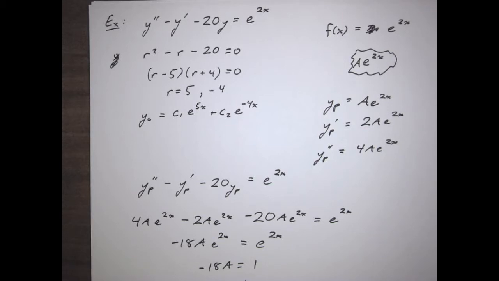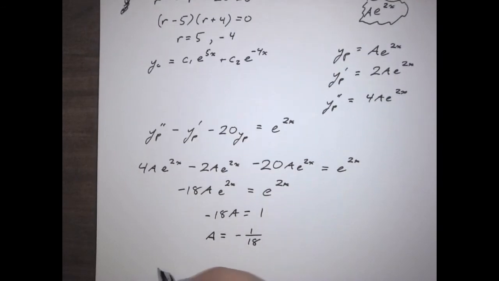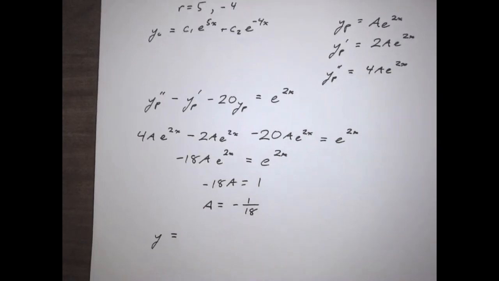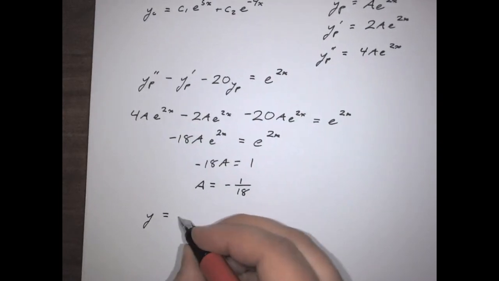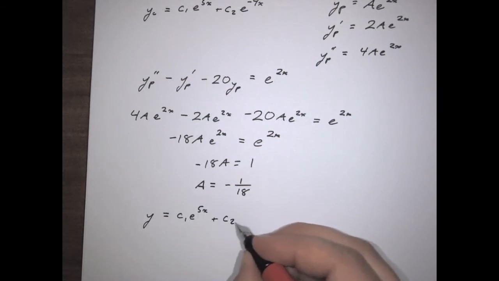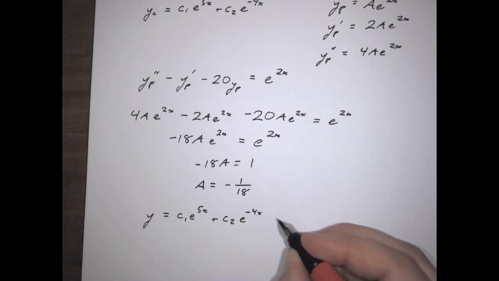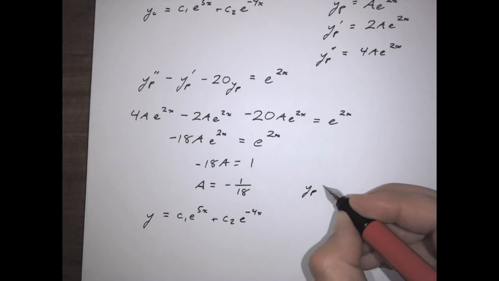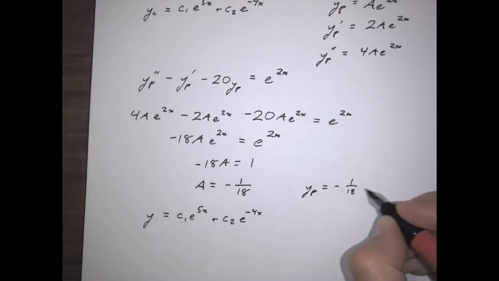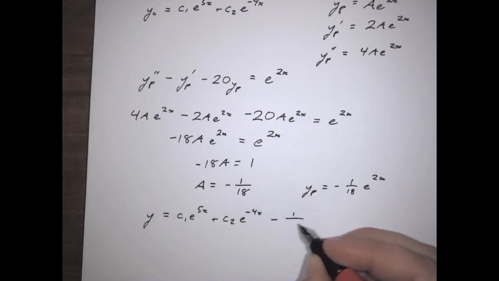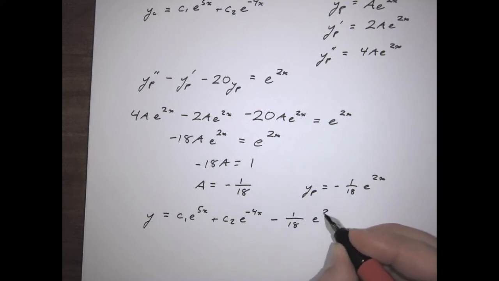So what that means then is that our overall form of the general solution for y is going to be a combination of the complementary solution c1 e to the 5x plus c2 e to the negative 4x, but then also, this means yp is going to equal negative 1/18th e to the 2x, but then there's also going to be minus 1/18th e to the 2x.